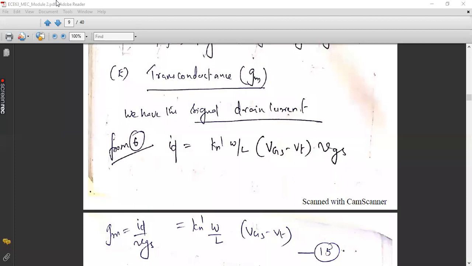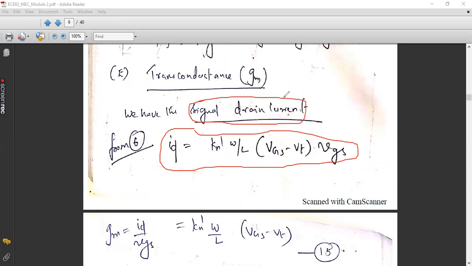So from where did you get this equation? Can anybody tell from where did you get this equation? This is the expression for what? Signal drain current, that is the AC current flowing through the drain terminal. So already we have discussed this in the last class, correct? From that we have taken, ID is equal to Kn dash W by L into VGS minus VT into vgs. So this is the expression for the signal current, not third term, second term.